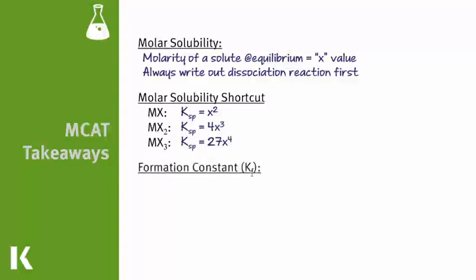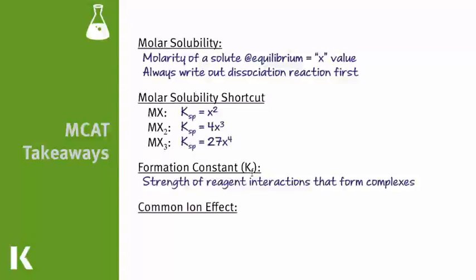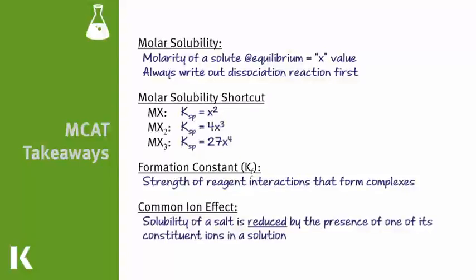The formation constant, Kf, represents something different from KSP in that Kf quantifies the stability and ultimately the strength of complex formation. And the common ion effect accounts for the reduced molar solubility of a salt if it is being dissolved in a solution that contains one of its constituent ions. Note that the common ion effect will not change KSP, it will only change the molar solubility.